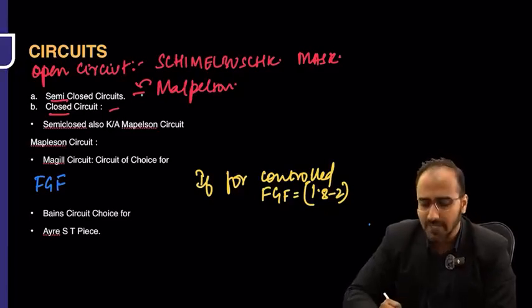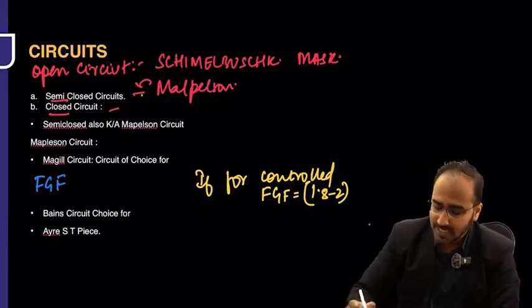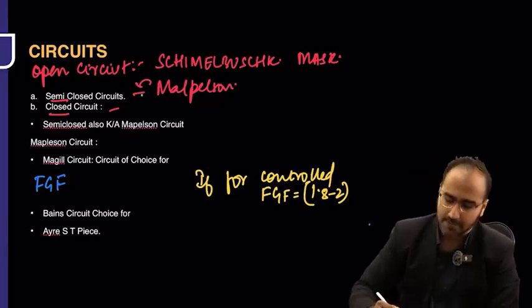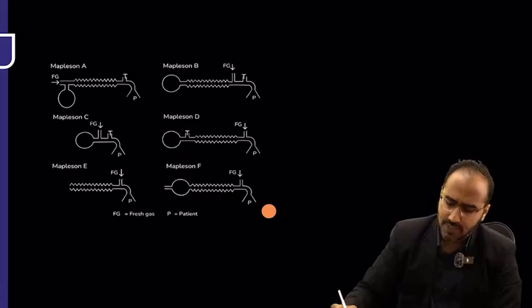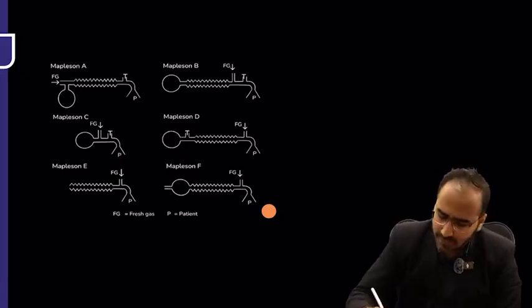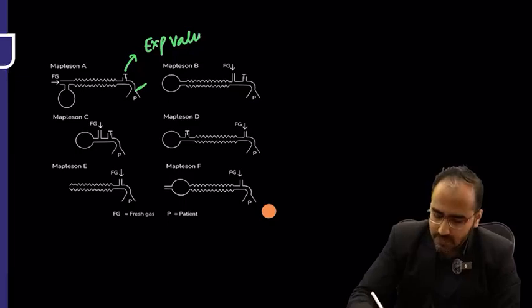Now guys, what we need to remember in Mapleson's breathing circuits is that they are Mapleson A till Mapleson F circuits. The easy way to remember this Mapleson A till F, guys, is this: look at this valve. First of all, you need to understand. This is the mask. This is the expiratory valve. This is the corrugated tube. And this is the reservoir bag.